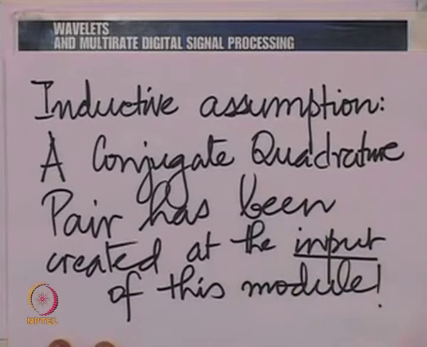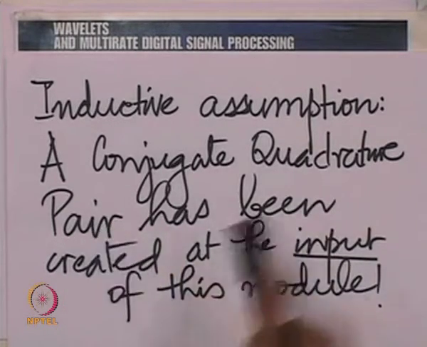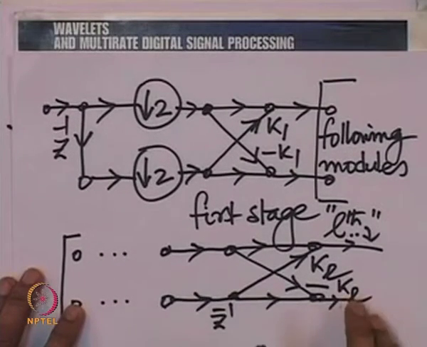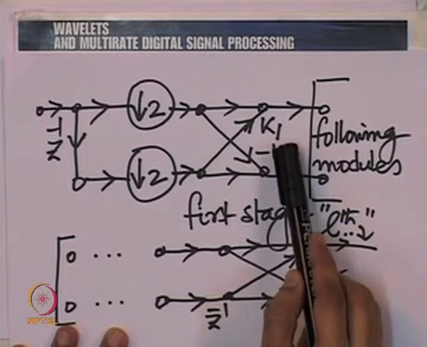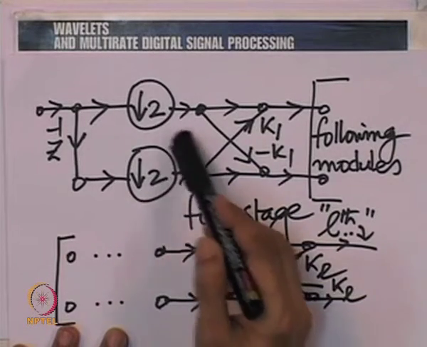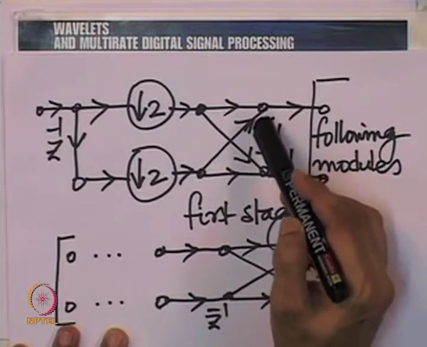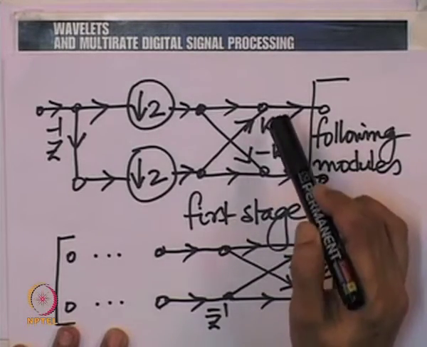The inductive assumption here would relate to having built a conjugate quadrature filter structure of a certain order. So, we will say that prior to one such stage, a conjugate quadrature pair has been created at the input of the module. Let me put that down graphically. So, what I am saying is something like this. I have this first basis stage here. So, I have downsamplers, then I have essentially this stage, where notice this is very much like a Haar stage except that I have freed this multiplier here. I have put a k1 and a minus k1 there. In the Haar case, k1 is equal to 1.